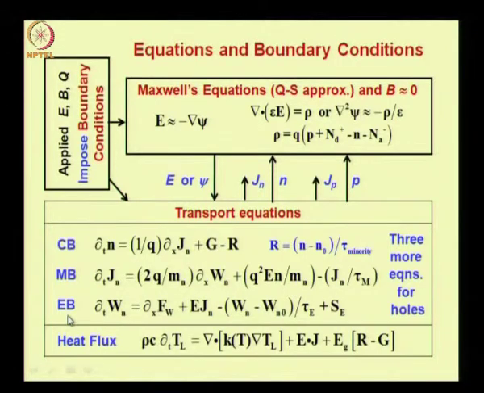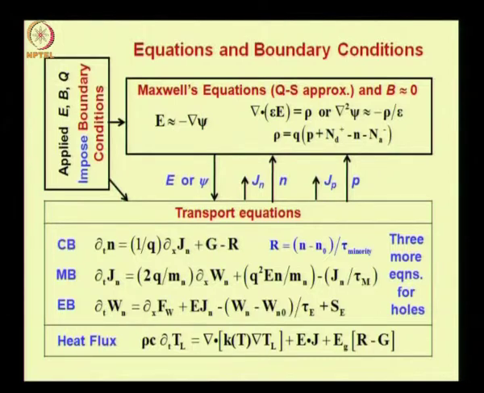The energy balance equation is given by the time derivative of Wn is equal to ∂/∂x of the energy flux Fw plus the heat generated, the so called ohmic losses, electric field into the current density at that point, minus Wn minus the equilibrium value of Wn, that is Wn0, divided by the energy relaxation time plus a source term which signifies the contribution of electron hole pair generation recombination processes to the carrier energy.